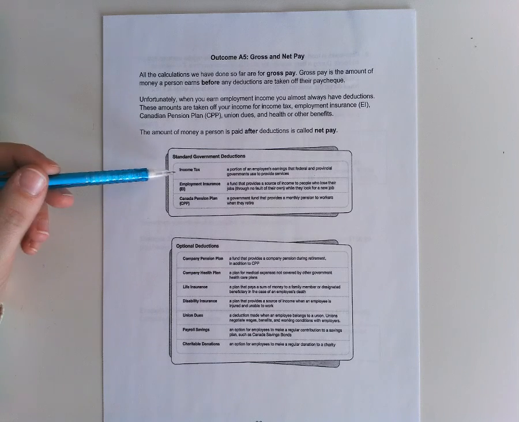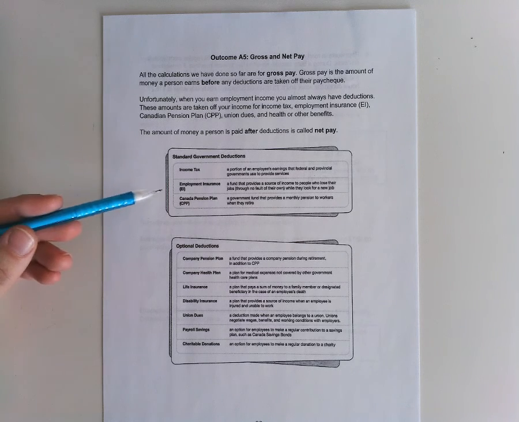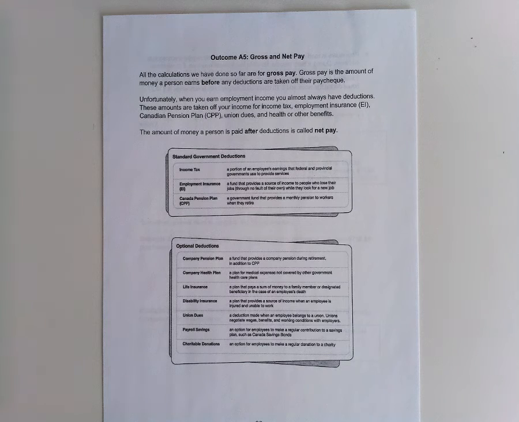These are things like income tax, which is money that goes to the government in order to provide services. Employment insurance, which basically provides income to people who may lose their jobs. And then the Canada Pension Plan, which is a government fund that provides money to workers when they retire. So those are standard government deductions.